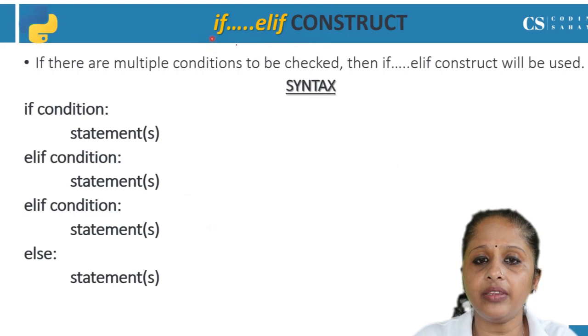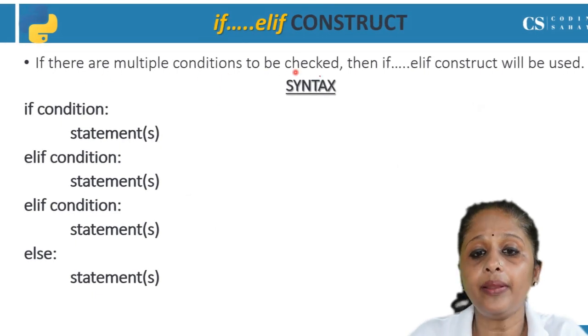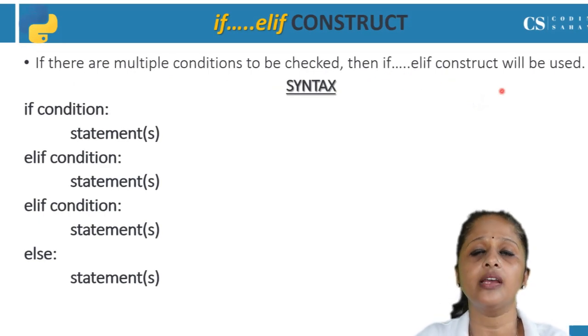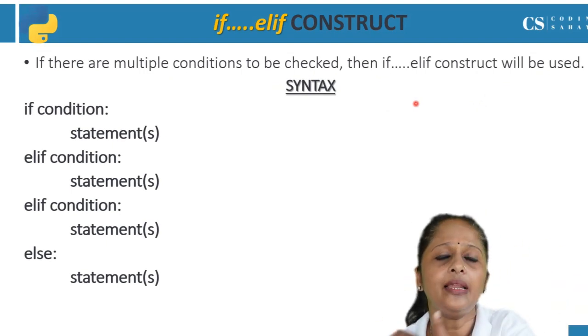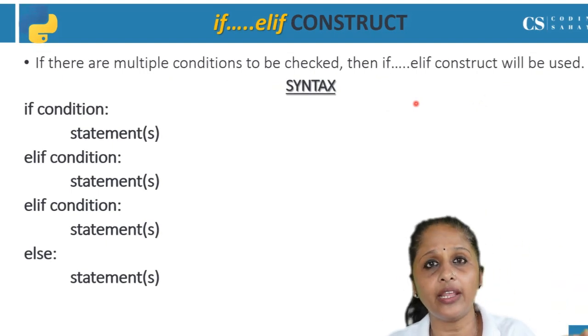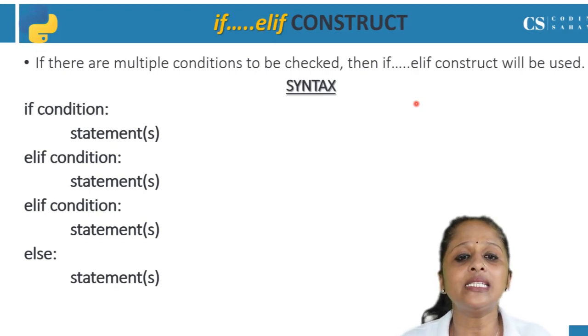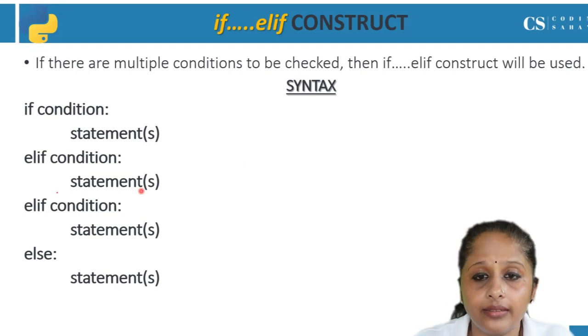So next we have if elif construct. If there are multiple conditions to be checked, or there are multiple opposite conditions, then we are using if elif construct. Then we can use this if elif construct. Okay. So let's see the syntax.